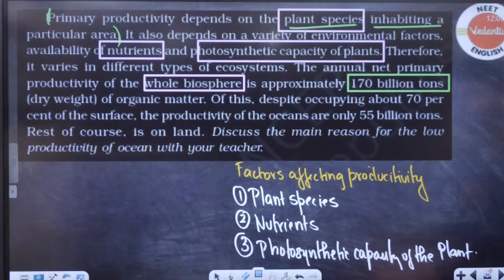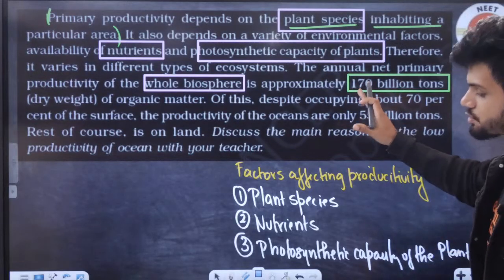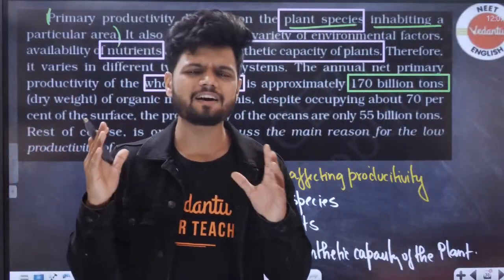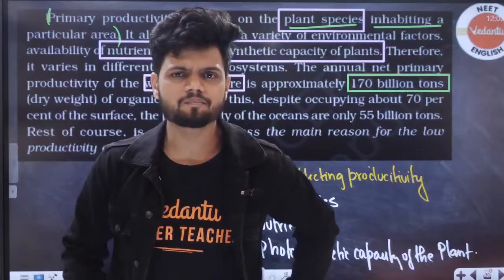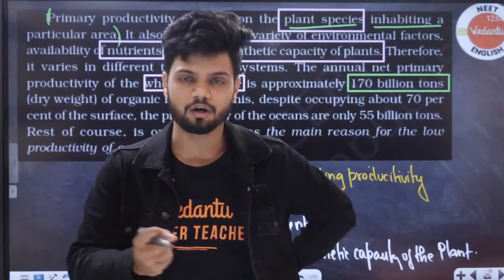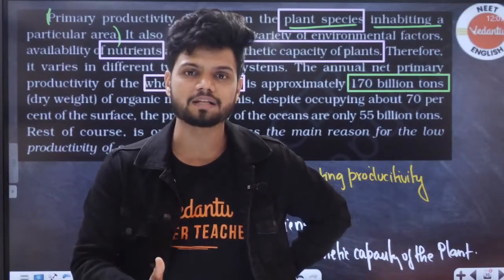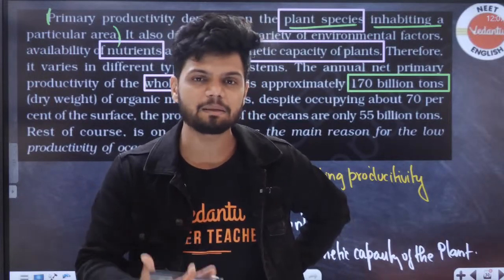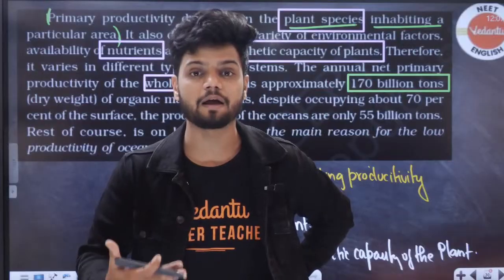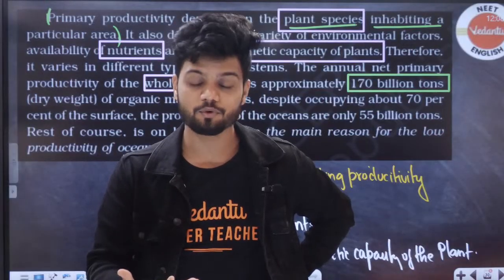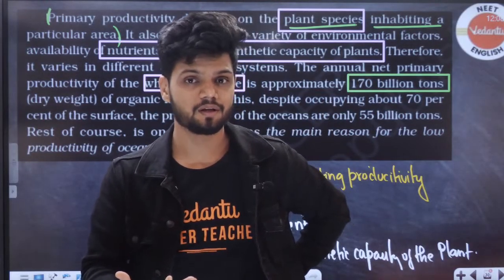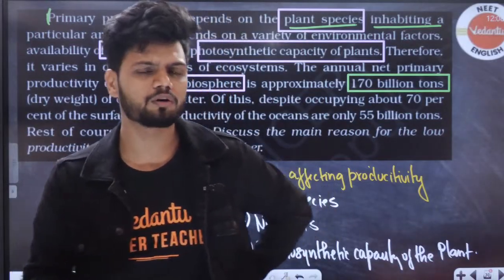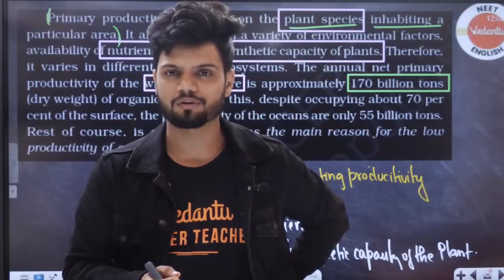Okay. And out of this 170 billion tons, students, tell me, on Earth, do we have more water or do we have more land? Tell me, all of you. You know a globe. You have seen Earth is called a blue planet. The Earth is called a blue planet because 70% of our Earth is covered by oceans. So if 70% is covered by oceans, technically speaking, shouldn't we have oceans producing more productivity? It is not the case.